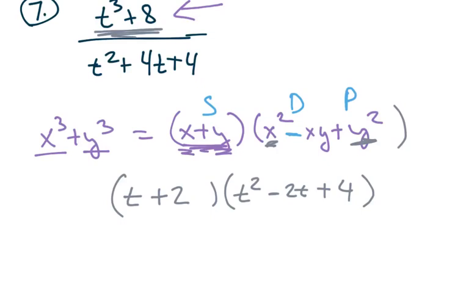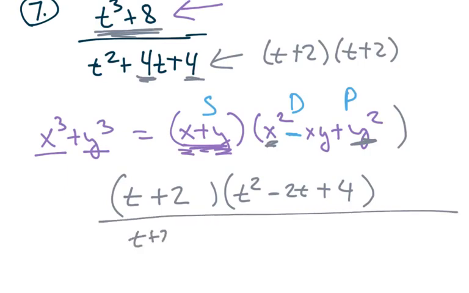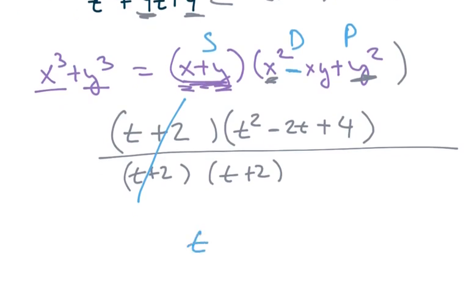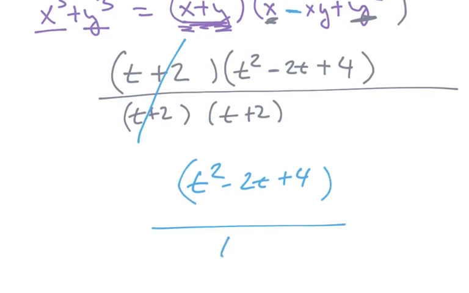So we're here. The denominator will factor into t plus 2 times t plus 2. And hopefully that's not difficult to realize because 2 plus 2 is 4 and 2 times 2 is 4. So we'll have t plus 2 and t plus 2. One pair of the t plus 2's will divide out, and we're left with t squared minus 2t plus 4 over t plus 2, and this is the final answer.